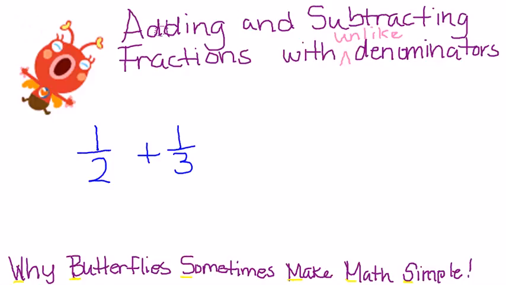The first thing I notice about this is that these two do not have the same denominator. We've got a 2 here and a 3 here, so therefore we cannot add these until they have the same denominator. And so we're going to basically rename them with a different denominator, but there's a shortcut that we can do. And here's how it goes.